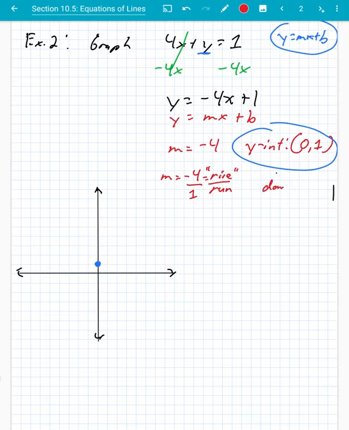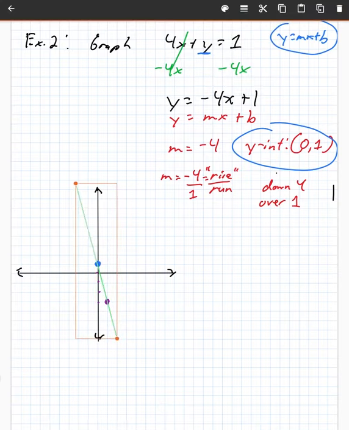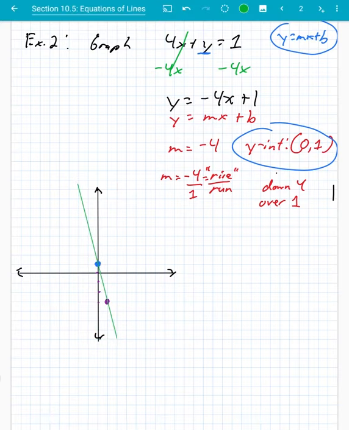So we're going to say it's going to go down 4, and then it's going to go over 1 to the right side. So from this point, we're going to go down 4, 1, 2, 3, 4, and then we're going to go over 1. There's our other point. Notice when we connect the line segment, it's going downward, and that makes sense because we learned that negative slopes make lines that go downward. There we go. And there's our line. All you need are those 2 bits of information.